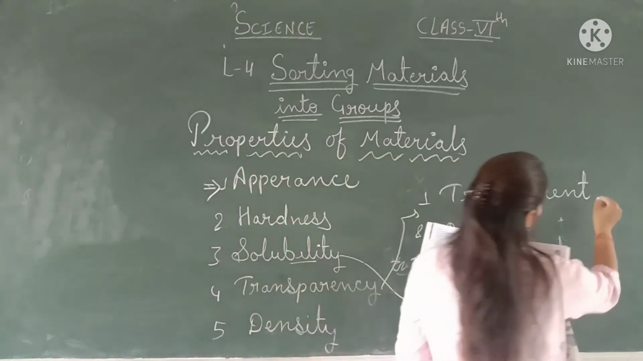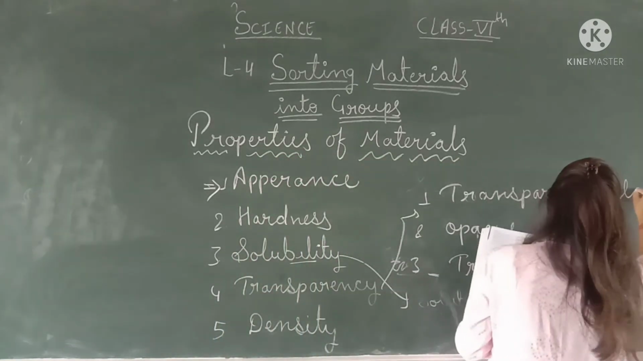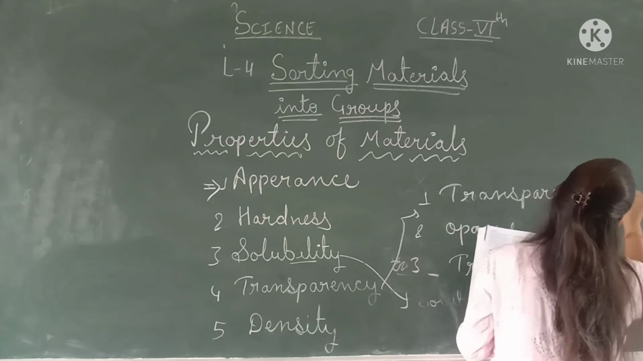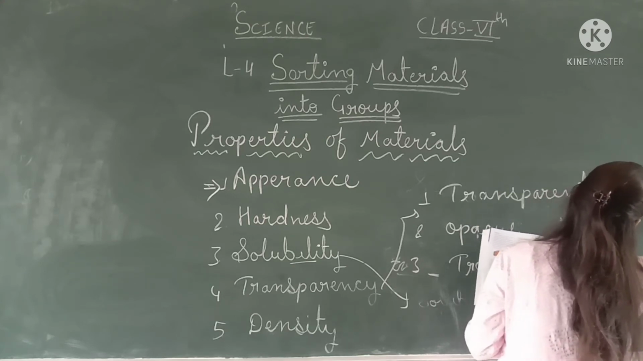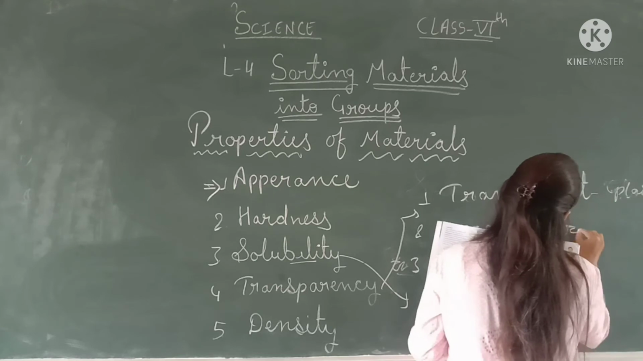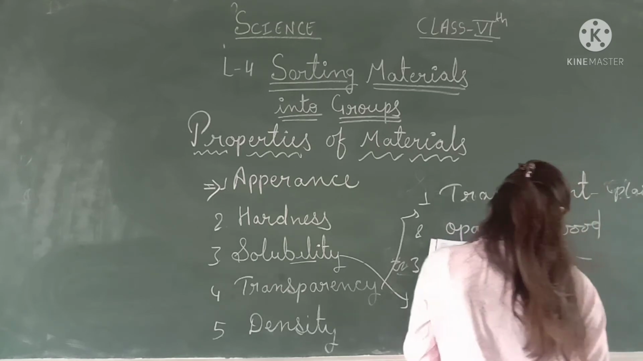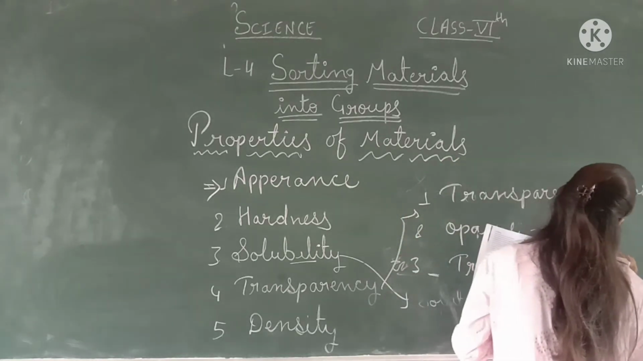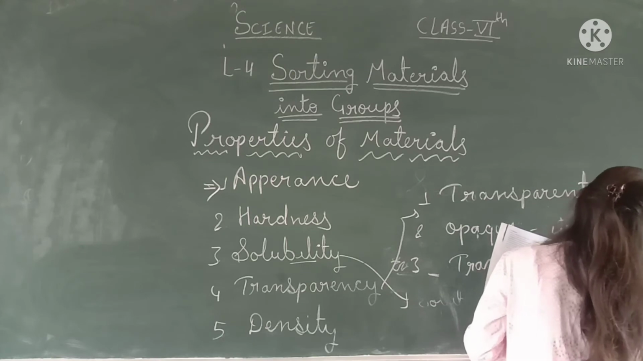Example of transparent is a plastic sheet. Wood is an example of opaque, and butter paper is an example of translucent.